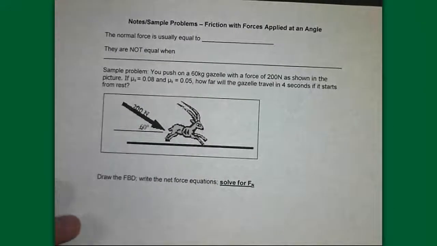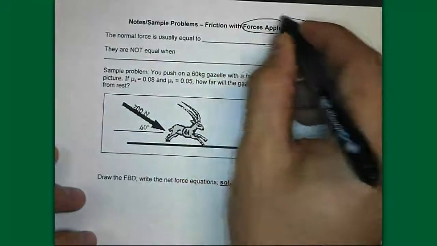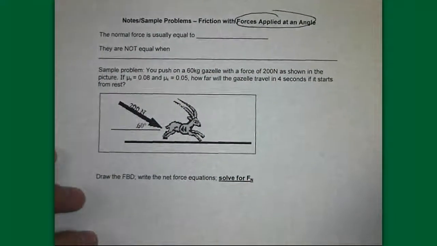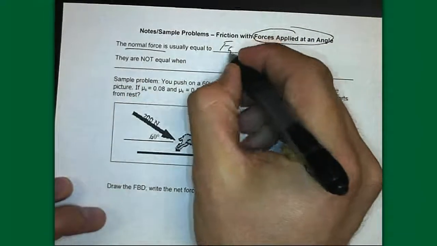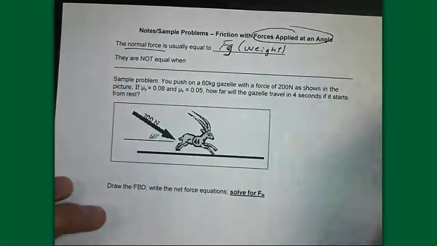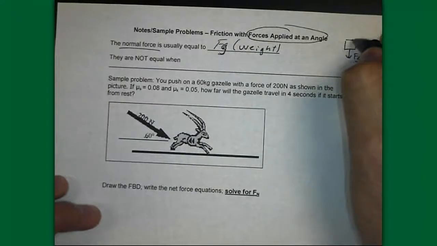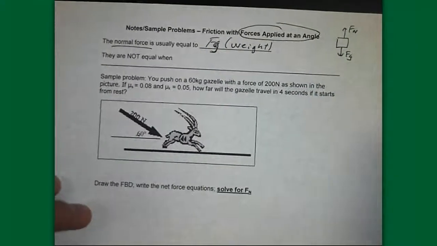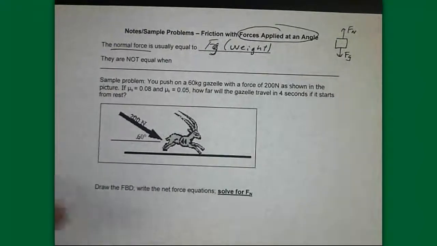Alright, in this set of notes I'm going to talk specifically about an instance when you have a force applied at an angle. Normally, in other quote-unquote normal situations, the normal force is equal to the force of gravity, which is the same thing as an object's weight. And the free body diagram for that would be something like this. For instance, if you're sitting in your chair right now, the force of your weight on the chair equals the normal force of the chair pushing up on you. That's what happens in a normal circumstance.